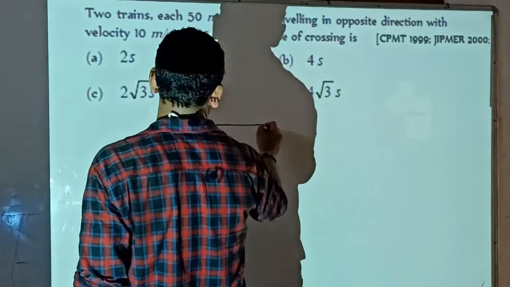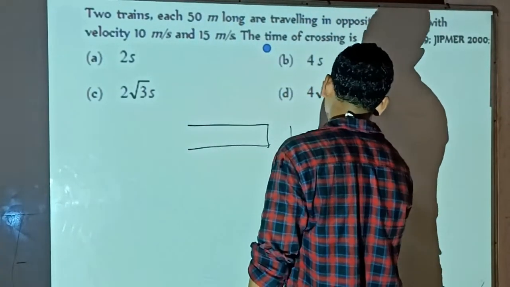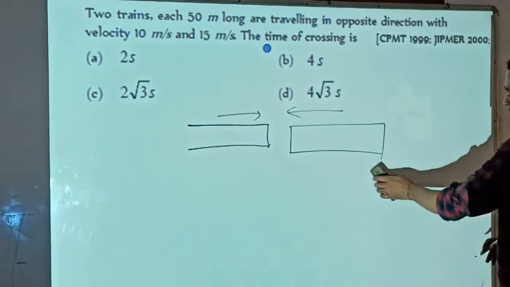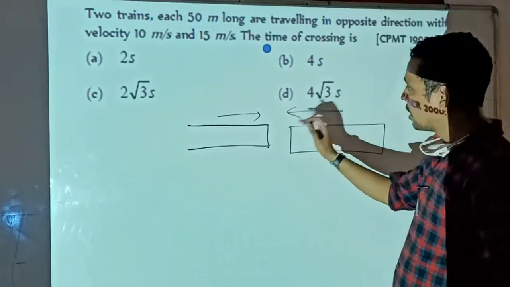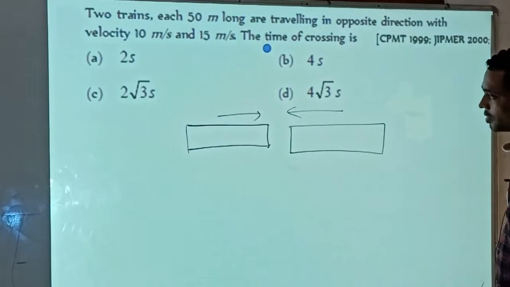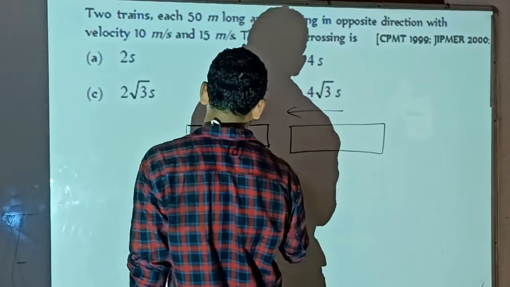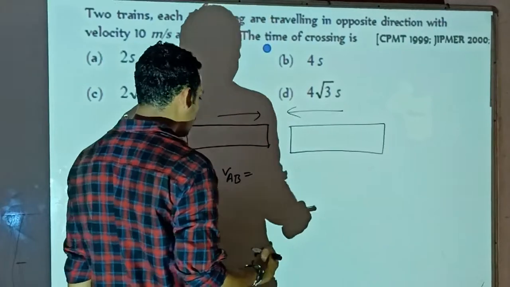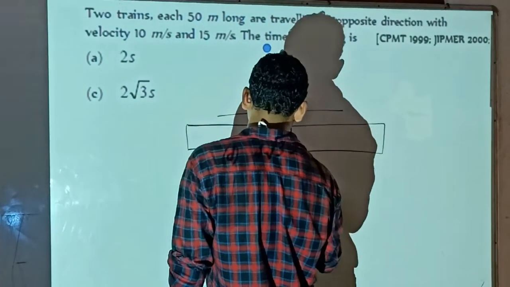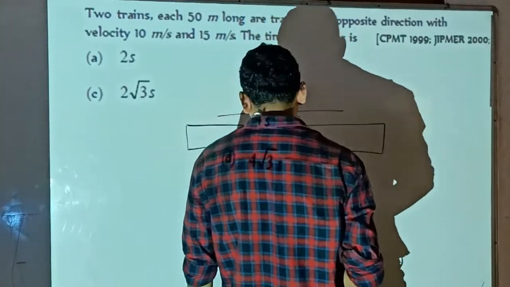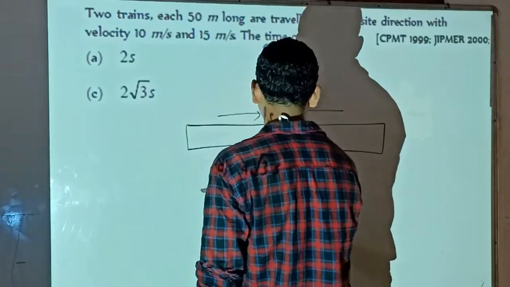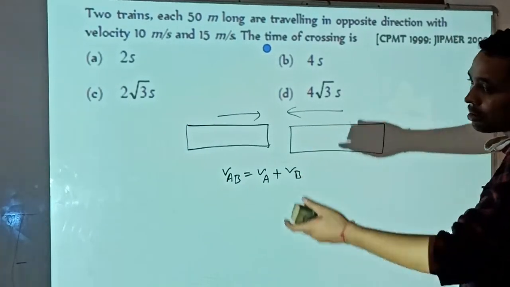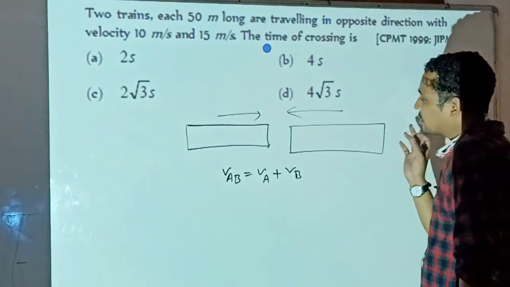So two trains are coming. This is a relative velocity question. When two trains go in opposite directions, the relative velocity is positive: you have to add the individual velocities to get the relative velocity. That means if you want the relative velocity of A with respect to B, when the two trains are in opposite directions, you just add the individual velocities of A and B. That gives you the relative velocity of one with respect to the other.